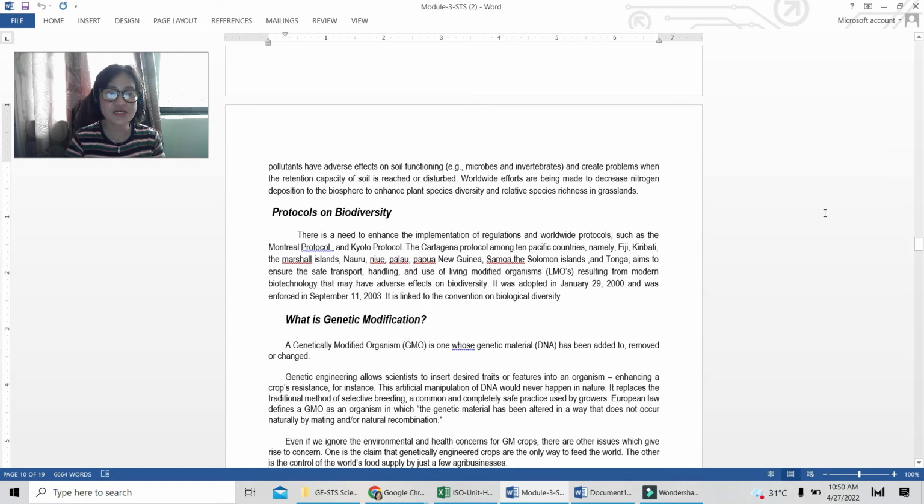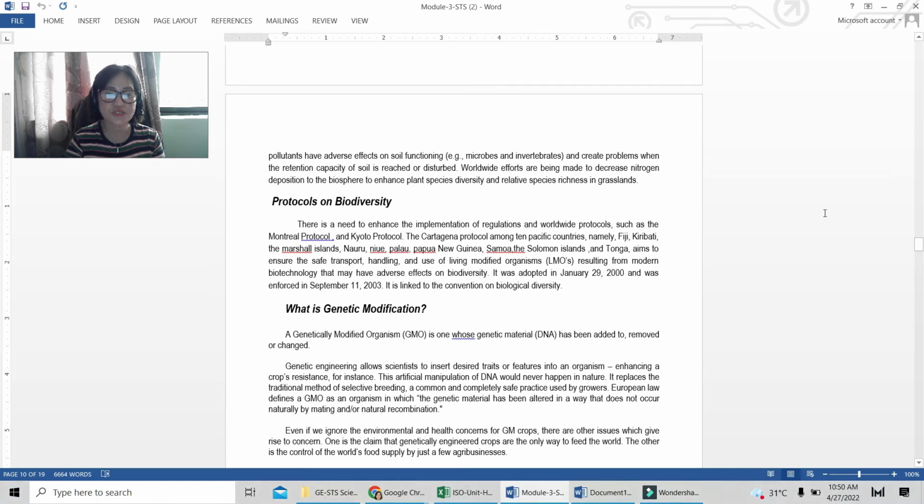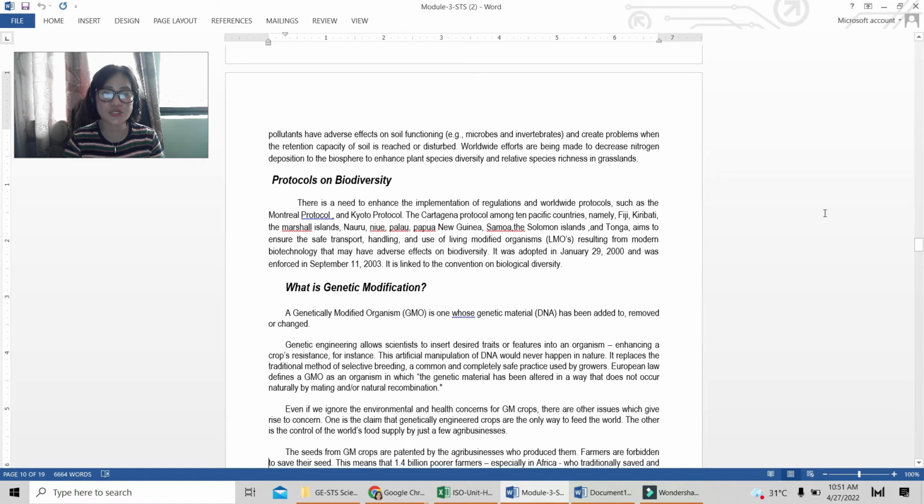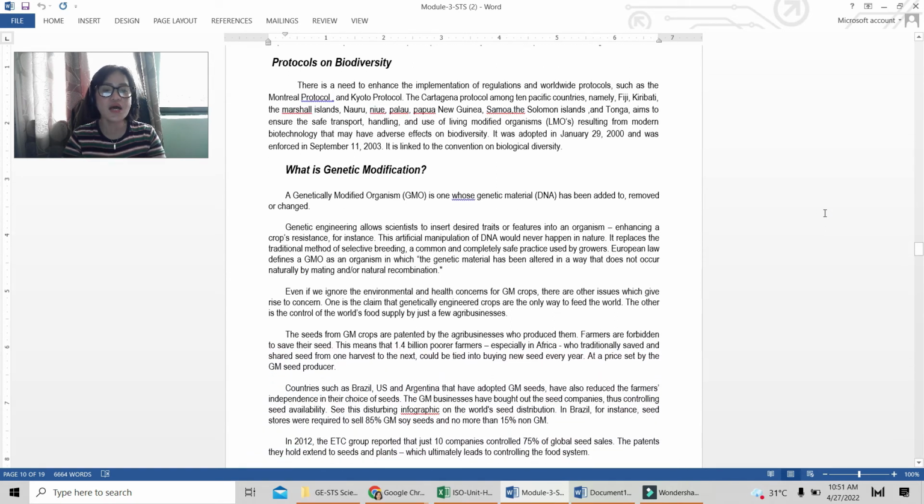So genetic engineering allows scientists to insert desired traits or features into an organism, enhancing crop resistance. For instance, the artificial manipulation of the DNA would never happen in nature. It replaces the traditional method of selective breeding, a common and completely safe practice used by growers. So usually the crops and the feeds we give to the farms, the herds, the chicken, our poultry, are actually genetically modified organisms. So they are equivalent, maybe the same amount of nutrients, but not exactly the same anymore.